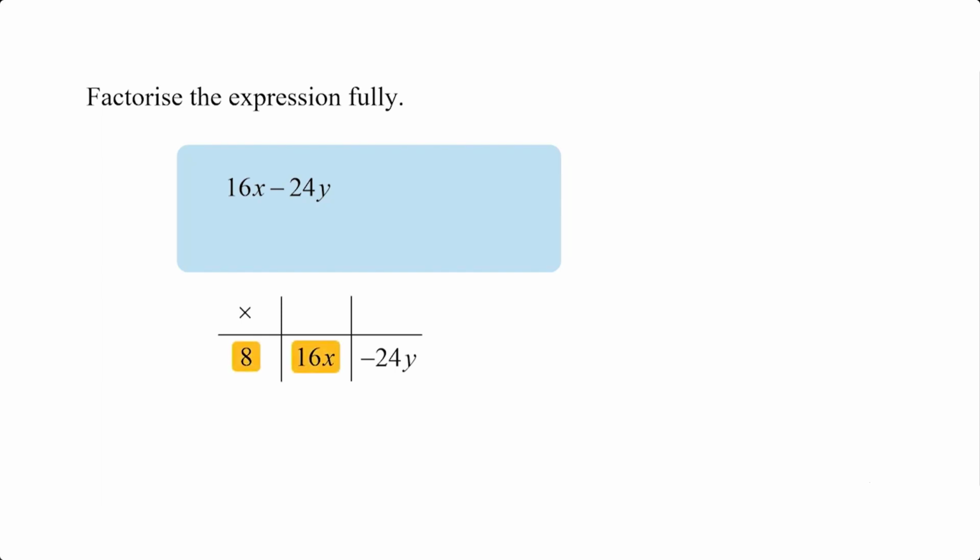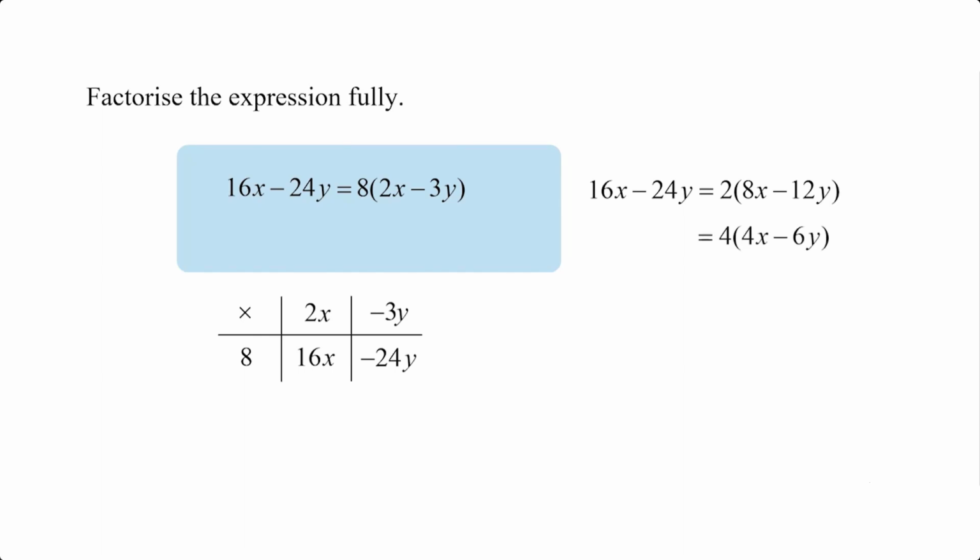To get from 8 to 16x, we need to multiply it by 2 and by x. To get from 8 to negative 24y, we need to multiply it by negative 3 and by y. So the factorized expression is 8 multiplied by 2x minus 3y. We could factorize the expression using a common factor of 2 or 4. But the answers would not be fully factorized because the terms inside the brackets still have a common factor.